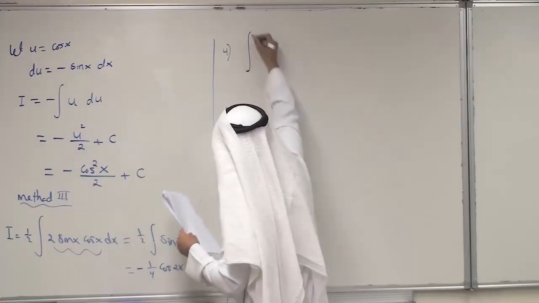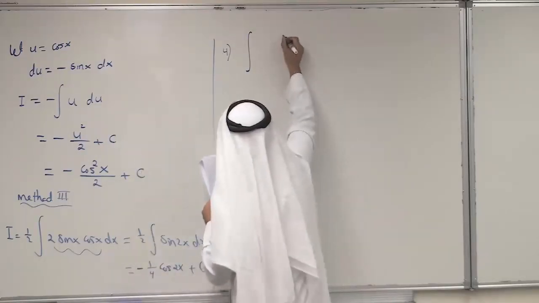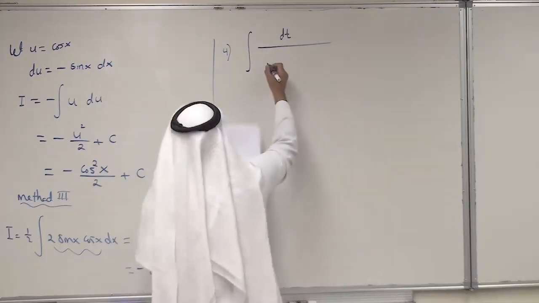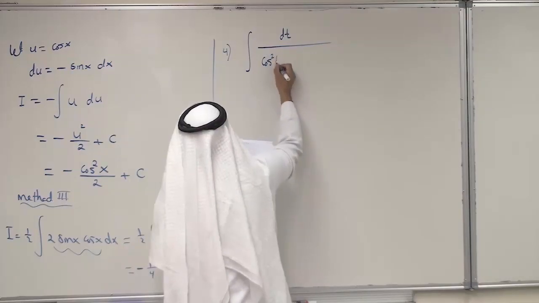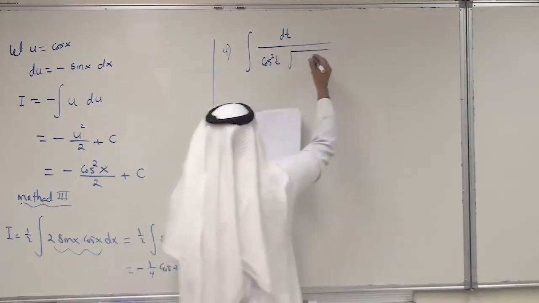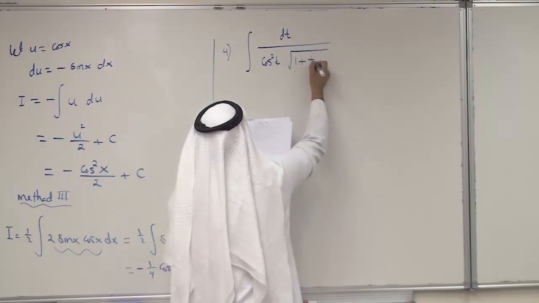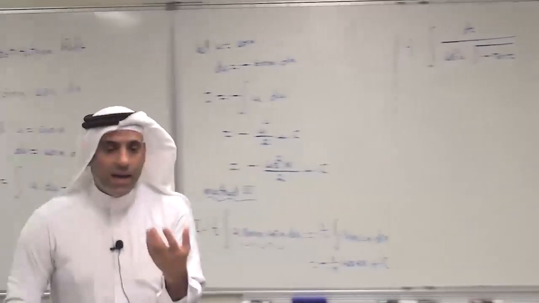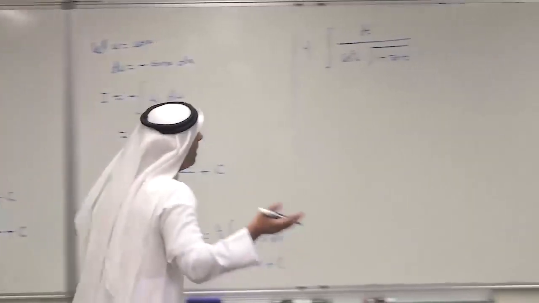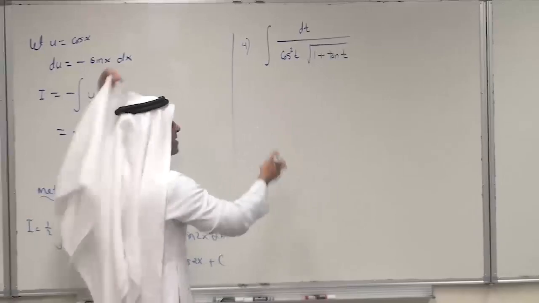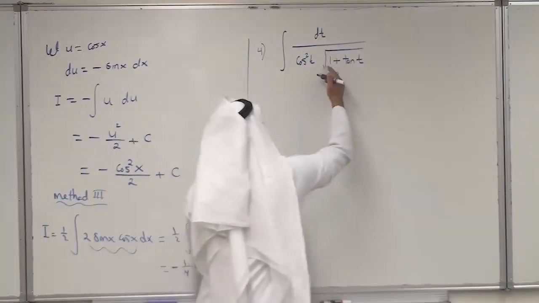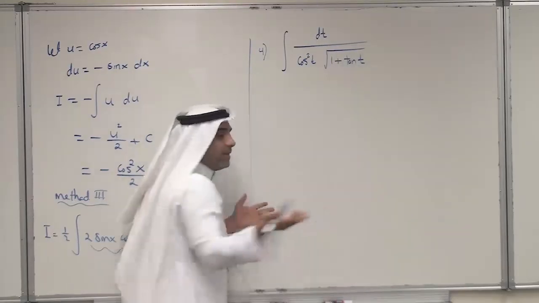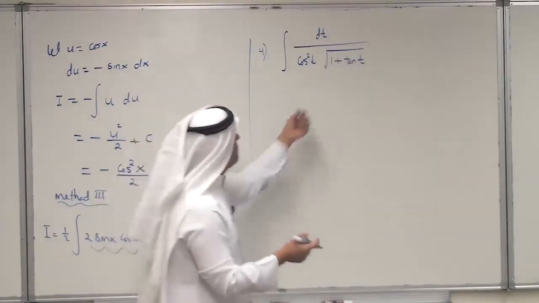Integral of, we are integrating with respect to t the following: cosine squared of t times the square root of 1 plus tangent of t, dt. What is a suggestion for you? You may have different trials to reach the answer, but here a very clear one is 1 plus tangent. You may take u equal to tangent. It's up to you. But one way to do it is the following.